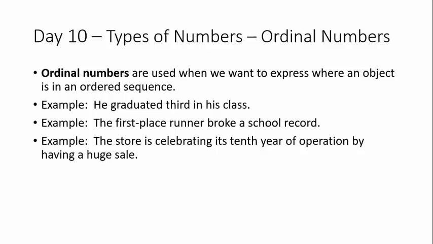The second type of number is an ordinal number. You may think order whenever you see this name. Ordinal numbers are used when we want to express where an object is in an ordered sequence. So when you are saying something like, I graduated 3rd in my class, then you are using an ordinal number. I'll pause and let you read the rest of these examples.